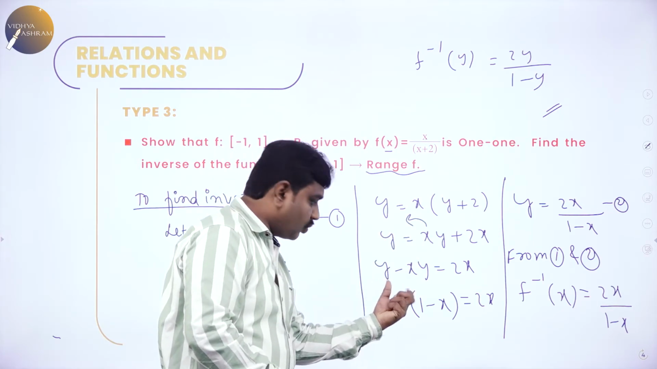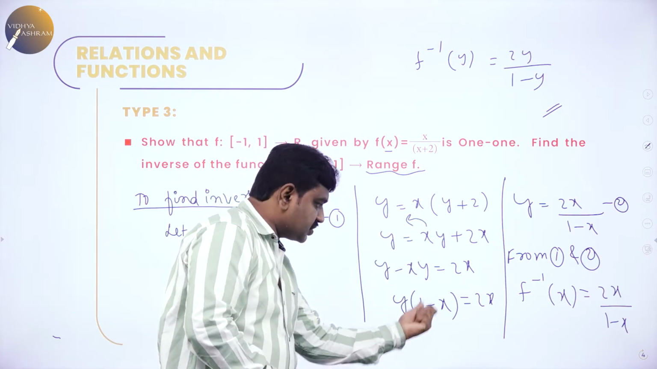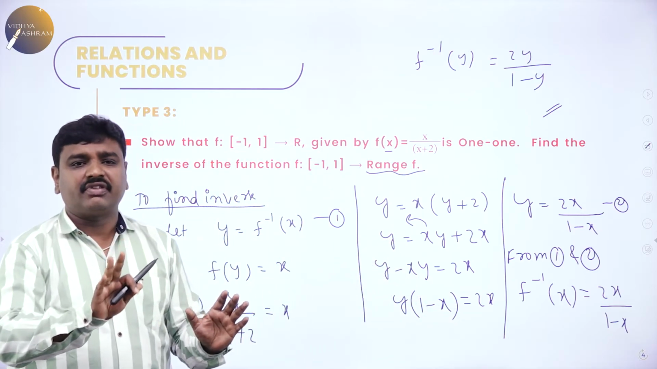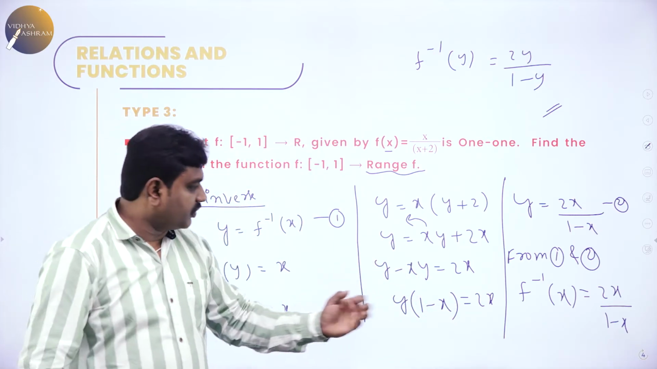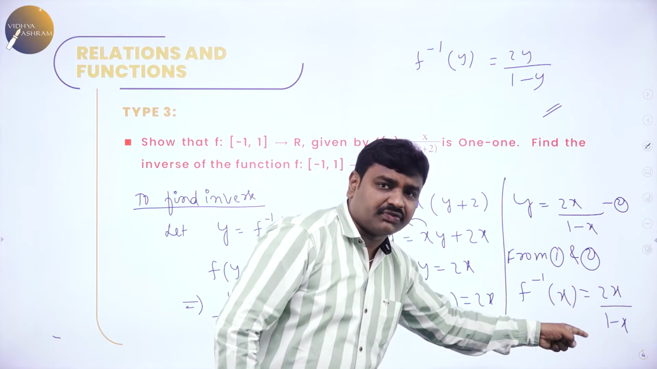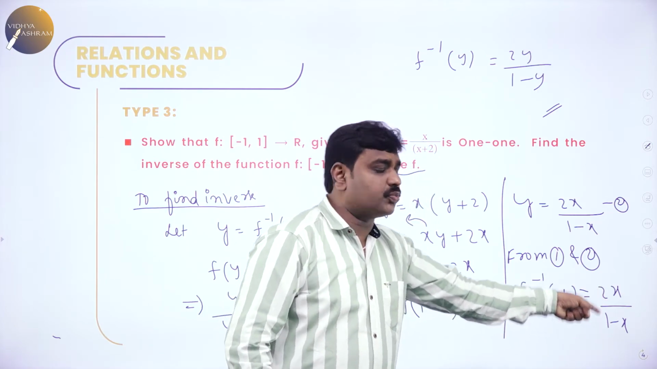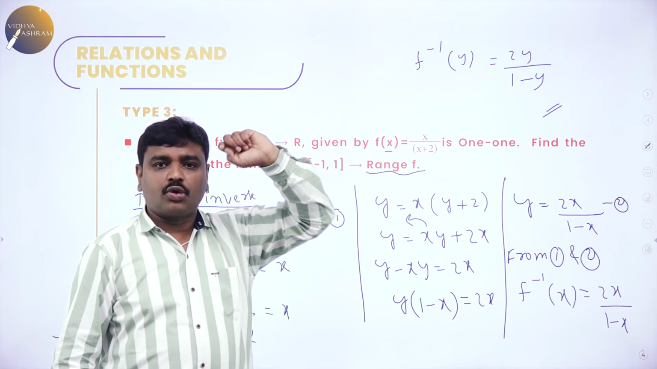Then from these two, take y common and transfer this to that side, then you will get y. We need y. y is what? f inverse x. f inverse x becomes 2x by 1 minus x. If you want f inverse y, in this formula, in the place of x, put y. That's it. I hope all of you got this.